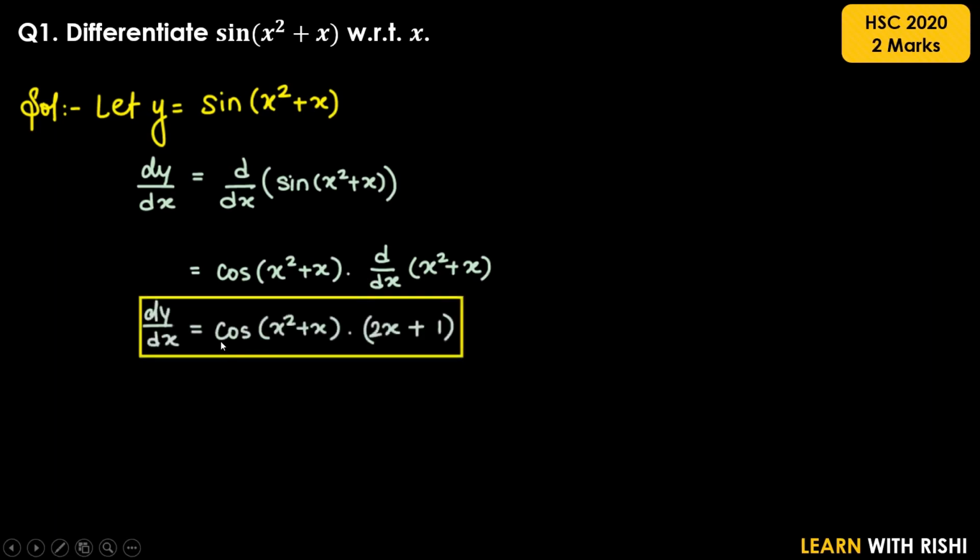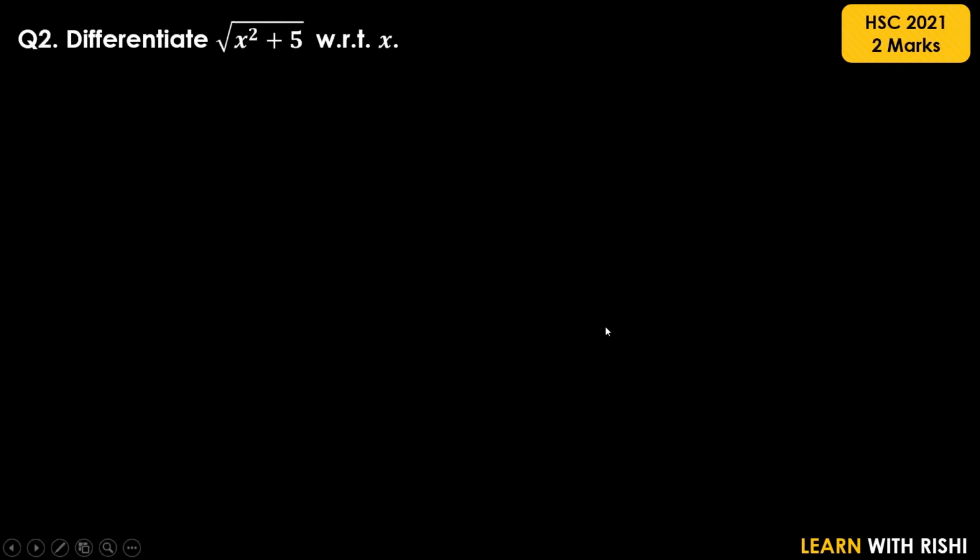So our final answer will be dy by dx is equal to cos of x square plus x into derivative of x square, which is 2x, plus derivative of x, which is 1. So this is our final answer. This was a PYQ of 2020 for 2 marks. Let us move to question number 2.